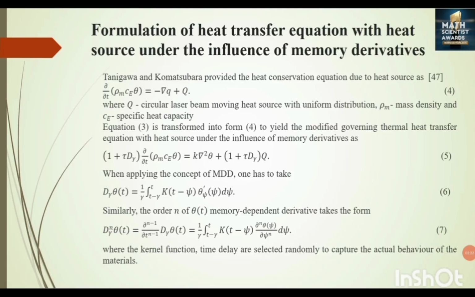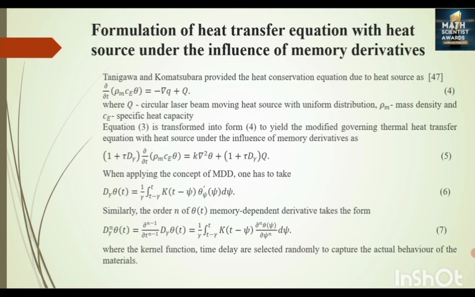Further, Tanigawa and Komatsubara provide the heat conservation equation due to the heat source as in equation number 4, where Q is the circular laser beam moving heat source with uniform distribution, rho m is the mass density and C is the specific heat capacity. Equation 3 is further transformed into equation 4 to yield the modified governing thermal heat transfer equation with heat source under the influence of memory derivative as shown in equation number 5.